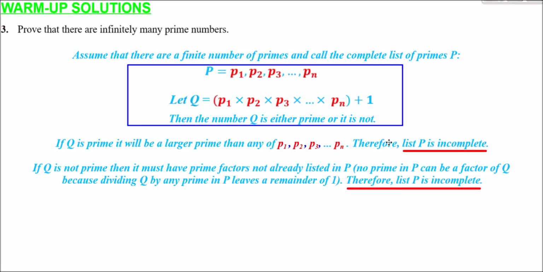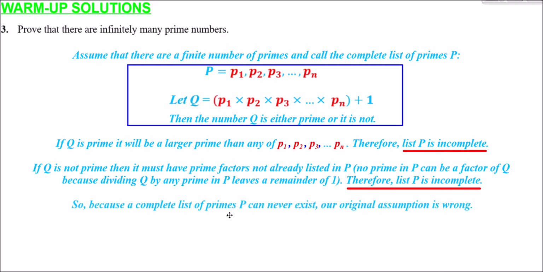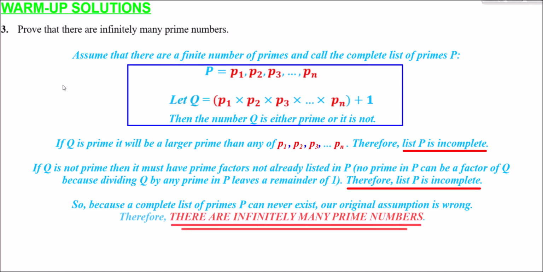So either way you slice it, whether Q is prime or Q is not prime, the list P has to always be incomplete. That is to say, you can never have a complete list of primes. So because a complete list of primes can never exist, that must mean our original assumption was wrong. The original assumption was that there are a finite number of primes. If that's incorrect, the conclusion therefore has to be that there are an infinite number of primes. There are infinitely many prime numbers.